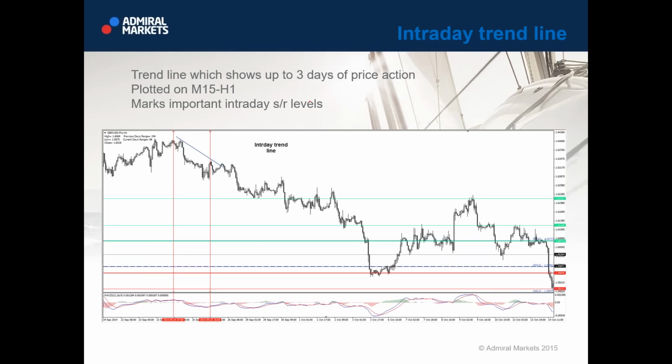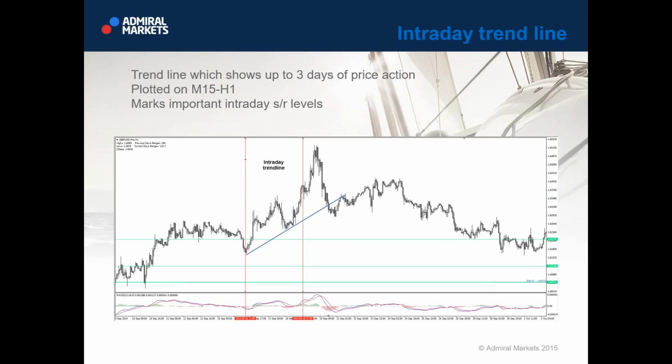Now, intraday trend line can also be, as I said, inner trend line, but do not think about it now. Up to 3 days of price action is intraday trend line. But you don't need to remember this now just randomly, okay? It's important to understand the concept of trend lines. And just for your reference, you can refer to a trend line as intraday or intraweek, okay? This is intraday trend line, and this is another example of intraday trend line.